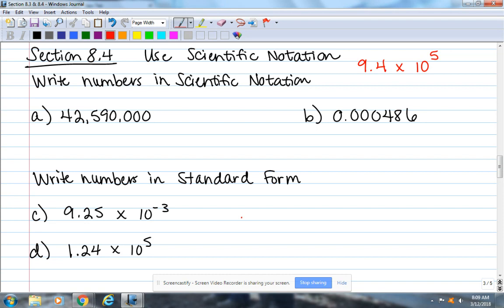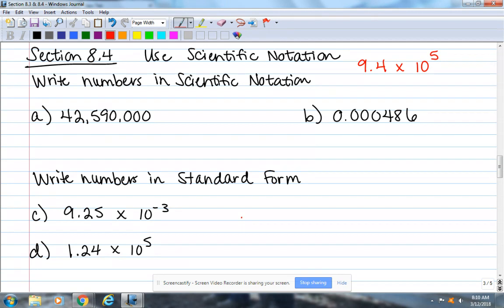And you can have 10 to a positive exponent or 10 to a negative exponent. If you have 10 to a positive exponent, then that number is bigger than 1. If you have a 10 to a negative exponent, that means that number is smaller than 1. So a decimal, 0 point something, less than 1.